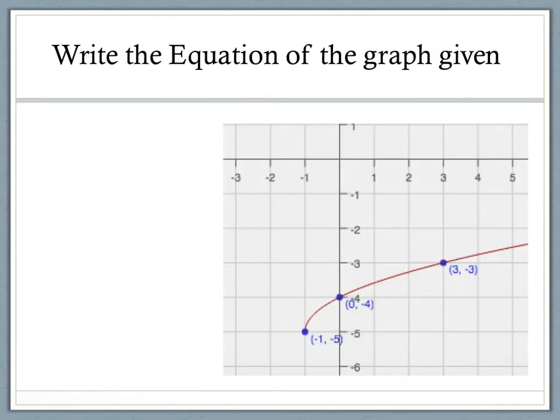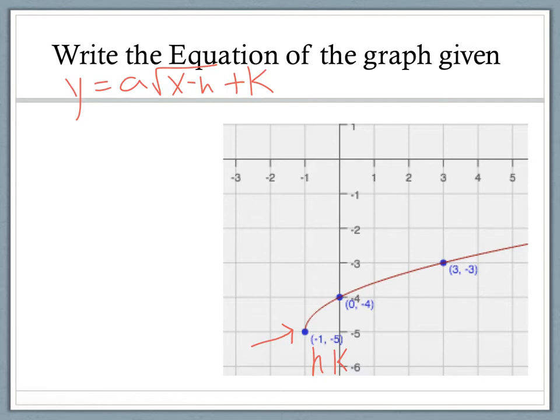All right, now we're going to work backwards. We're going to write the equation given the graph. So we're going to use y equals a square root of x minus h plus k. It kind of gives us the point, but we're going to look at our starting point of this graph. That's going to be our h, k point. If you look, our h is at -1 and our k is -5.